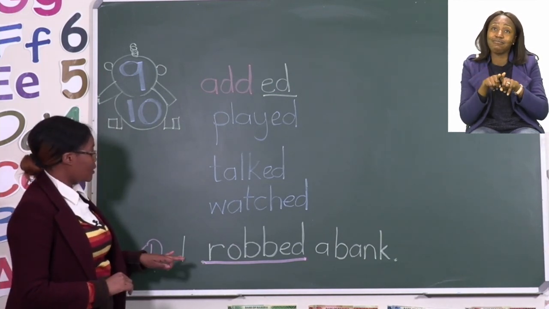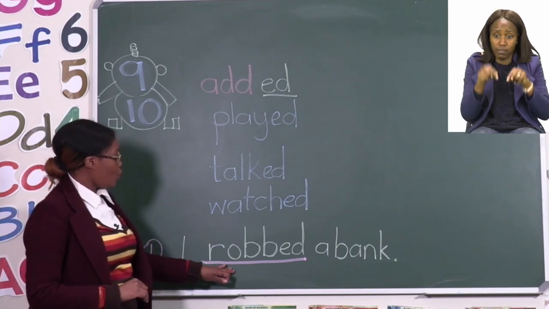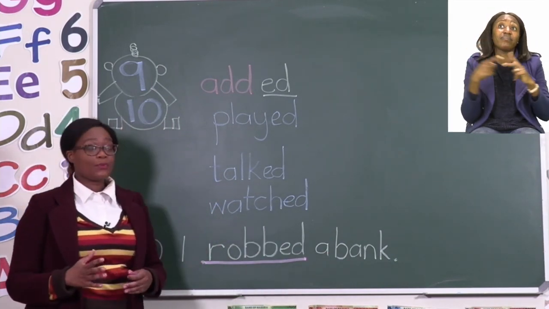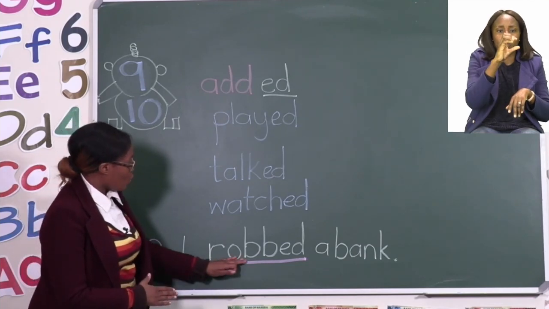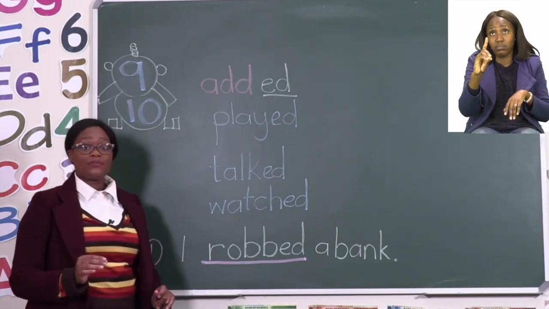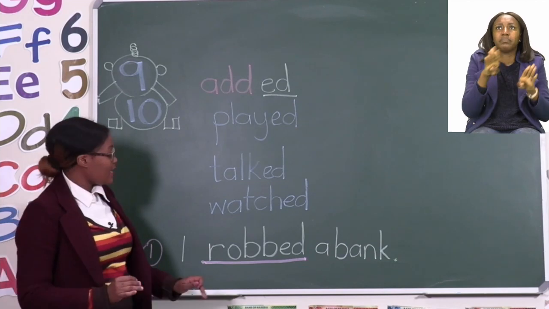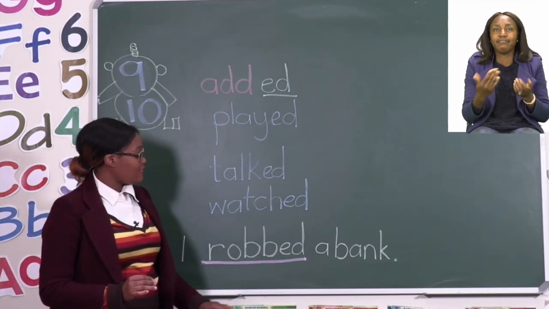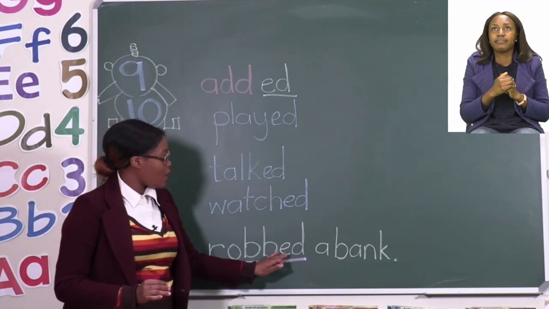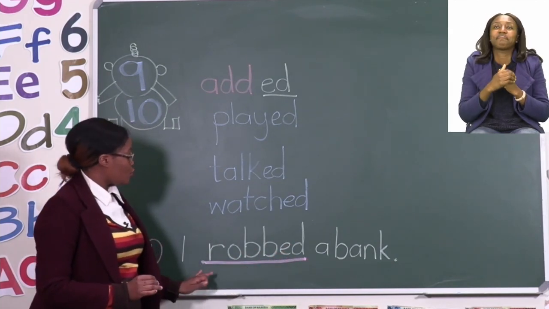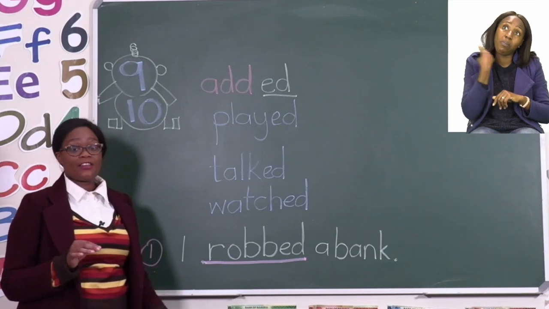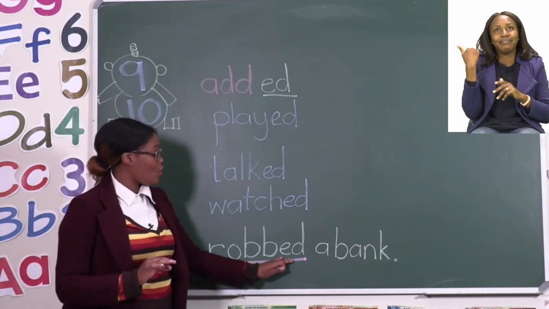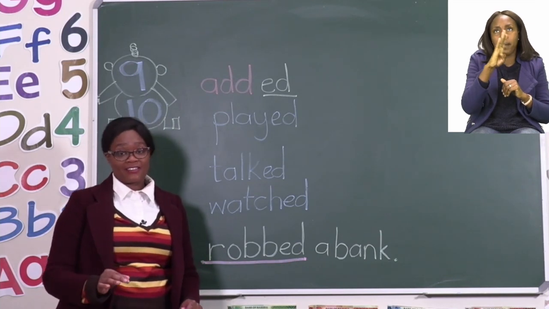This one is the same for number 1. We say, I robbed a bank. Now, the word that we were given was the word rob. So in order for us to make it correct, we had to add another b. And then we added our e and d. So the word rob in present tense has changed to robbed in past tense.